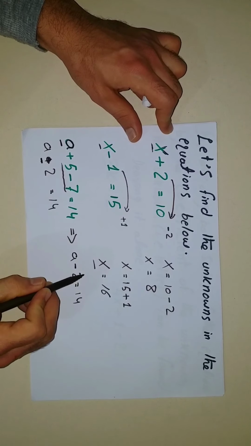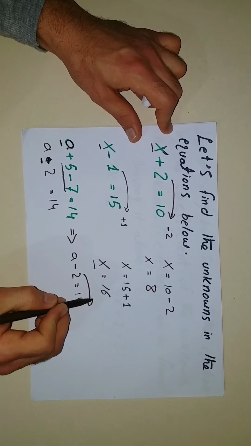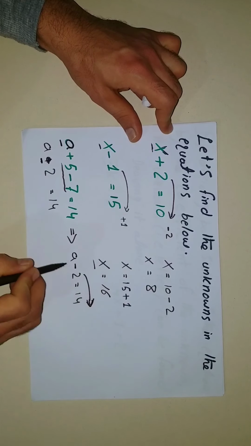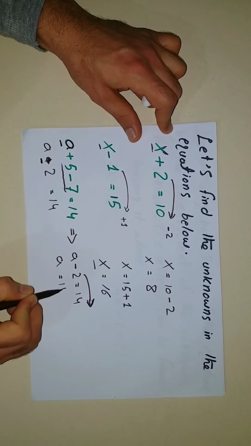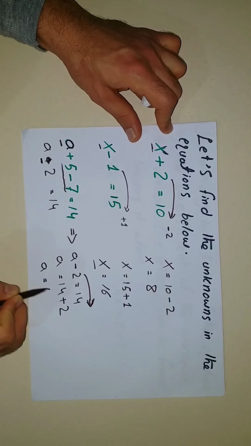Now I will transfer this 2 to the other side. It is minus 2. If it goes to the other side, it will be plus. So a is equal to 14 plus 2. So a will be 16.